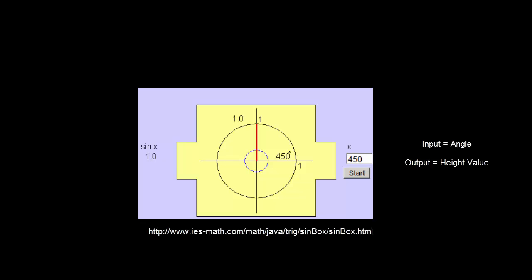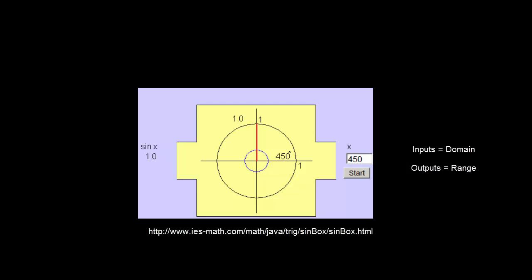Now, if the input is an angle and the output is the height value, think about all the different types of outputs you could possibly have. Are there any numbers we can't get for outputs? Okay, that's the idea of domain and range. Specifically, the outputs will be the range, and the input is going to be the domain. And we'll talk about that in a later video.